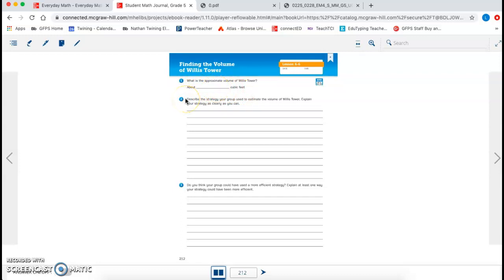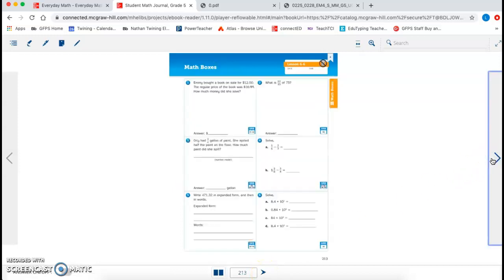Then it asks to describe the strategy of your group, which we're not working in a group, or you're working by yourself. Just describe the strategy you use to estimate the volume of the Willis Tower. Okay, and then do you think your group could have used a more efficient way? We don't need to answer 3. Okay, so do not worry about 3. All we have to do is 1 and 2 on this page. Okay, it sounds like a lot of work, but honestly, if you're using a calculator, it goes pretty quickly. You just have to make sure you're writing down your numbers in smart places so that you're not messing up with them.